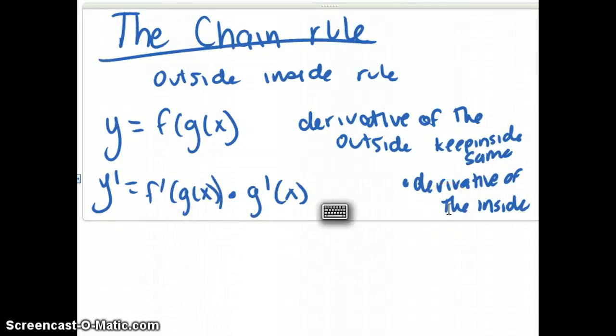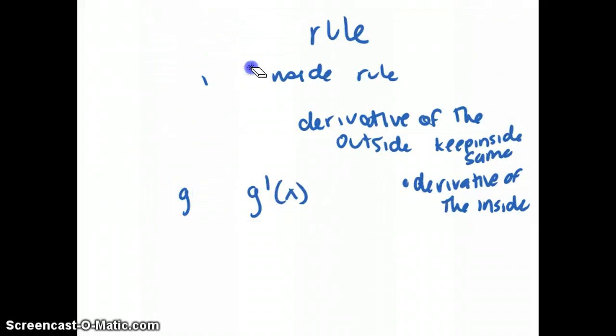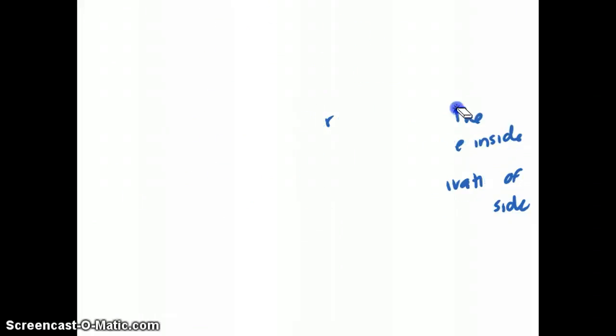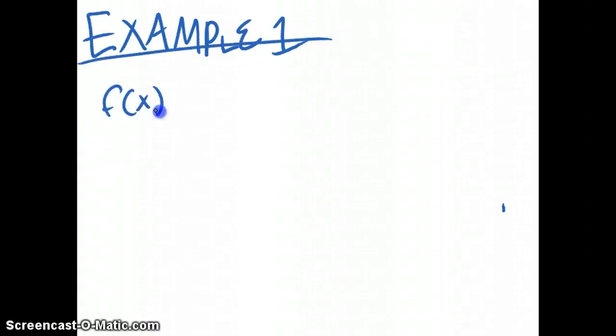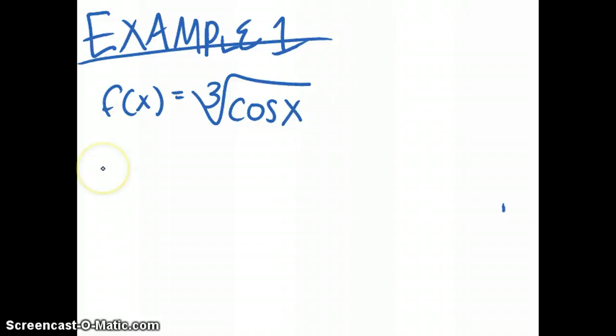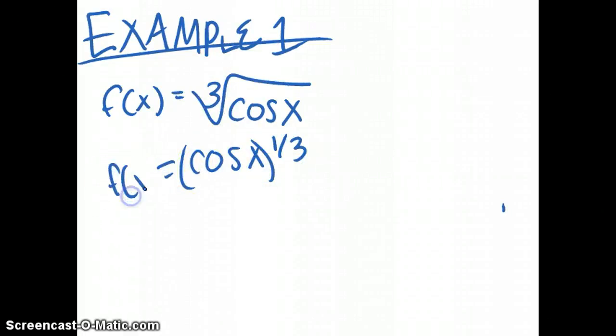So here we go. Our first example is pretty simple, kind of. So we have example 1. f of x equals the cube root of cosine x, but with the 3 there. So the first thing you do with this one is get rid of that 3. So you make it cosine of x to the 1/3 equals f of x. Then you can take the derivative.